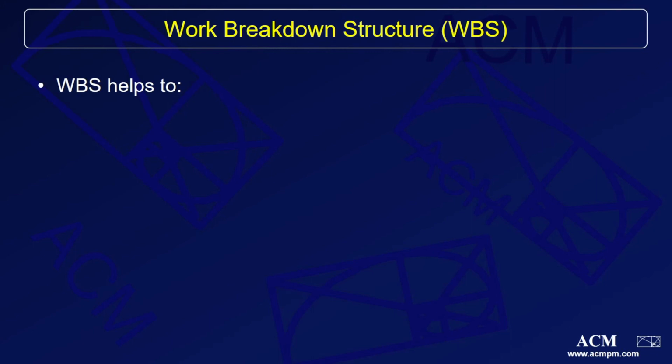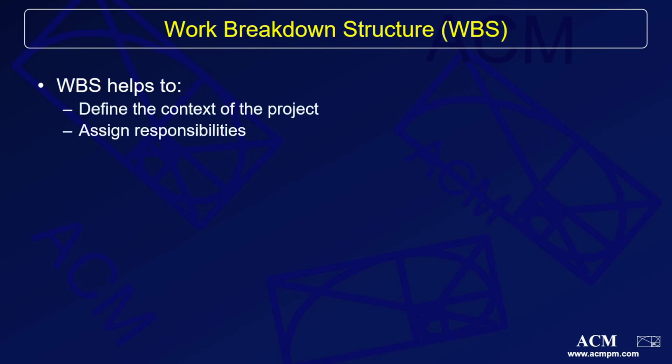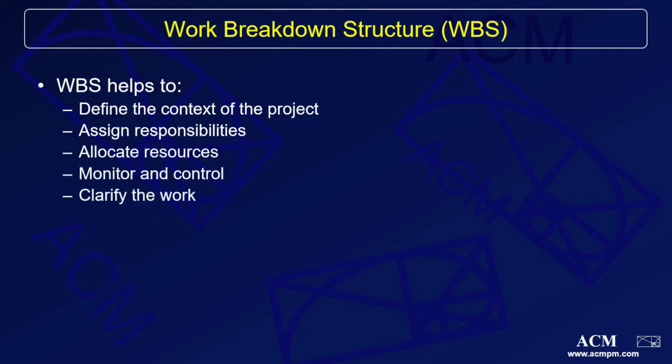The WBS is a tool that helps define the context of the project, it helps assign responsibilities, helps to allocate resources, monitor and control, clarify the work, and it communicates the scope to all of the stakeholders. It will guide the project team through any scope changes and facilitate cost outputs, and ultimately frame the project towards success.